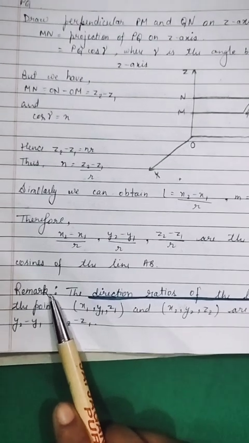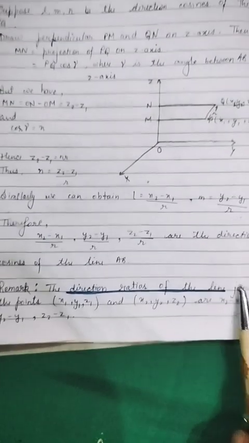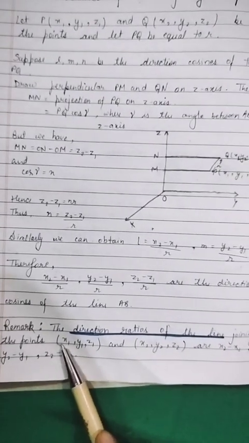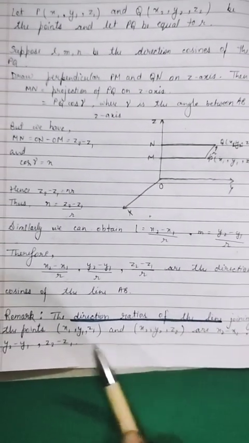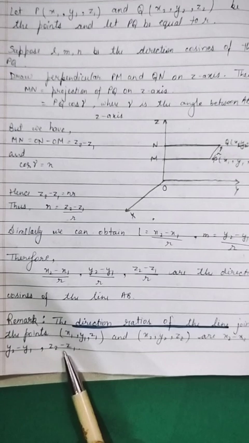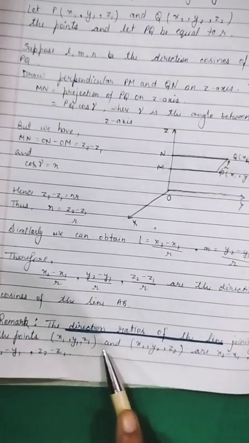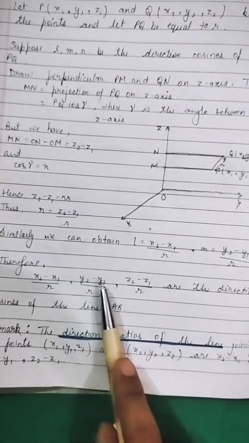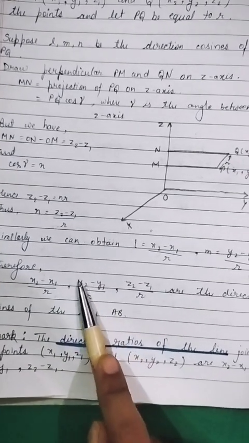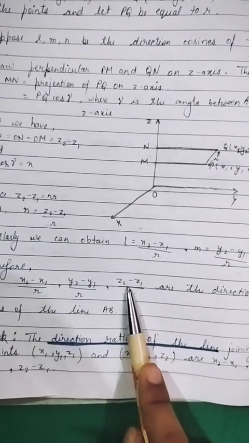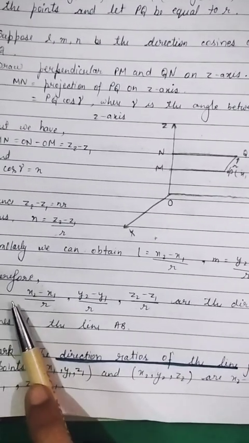So here is the remark of the above statement. The direction ratios of a line joining the points x1, y1, z1 and x2, y2, z2 are x2 minus x1, y2 minus y1, z2 minus z1. So these are direction ratios, and above we have found that this whole value will give us L, this whole value will give us M, and this whole value will give us N. And L, M, N are the direction cosines of a line.